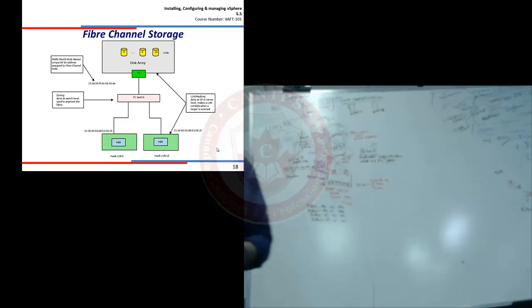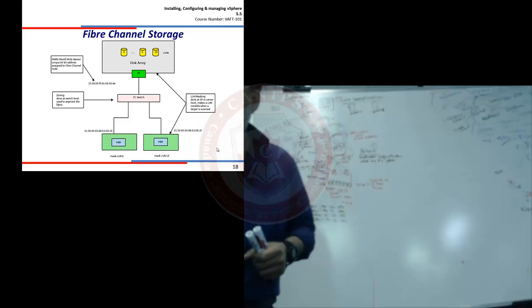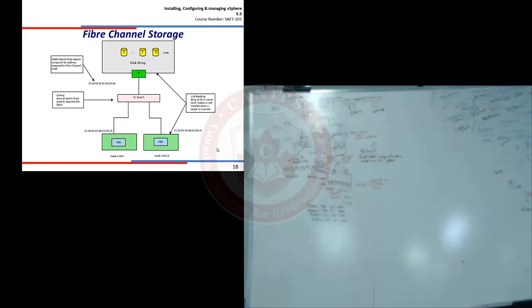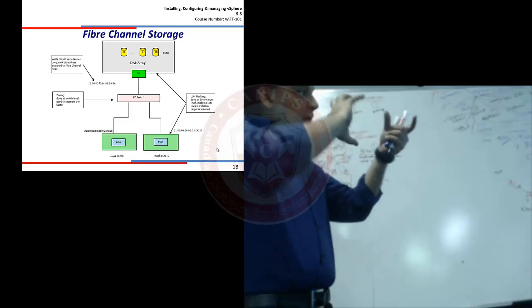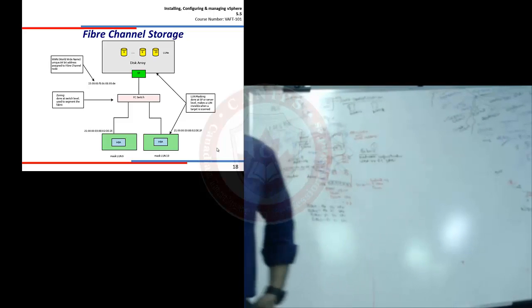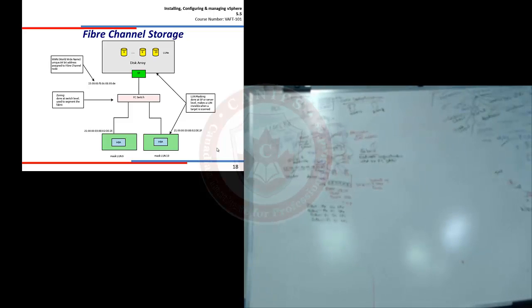It is for all SAN devices, not only HBAs. As you can see right here, the switch has its own WWN. Your devices have their own WWN. Just like all the devices in TCP/IP have numbers, whatever device connects in has its own WWN.